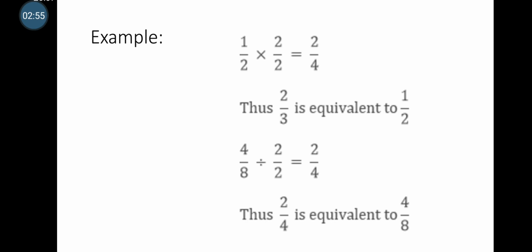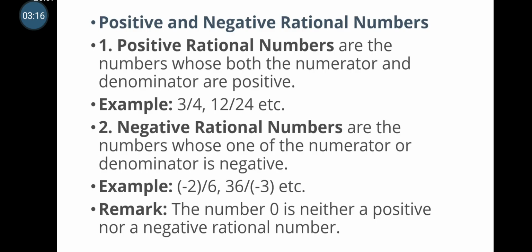In the same way, 4 by 8 is there. So I am going to divide the numerator by 2 and the denominator also I am going to divide by 2. So I will get 4 divided by 2, that is 2, and 8 divided by 2, it is 4. So it is the fraction 2 by 4. So 2 by 4 is equivalent to 4 by 8. This is how it is found out.